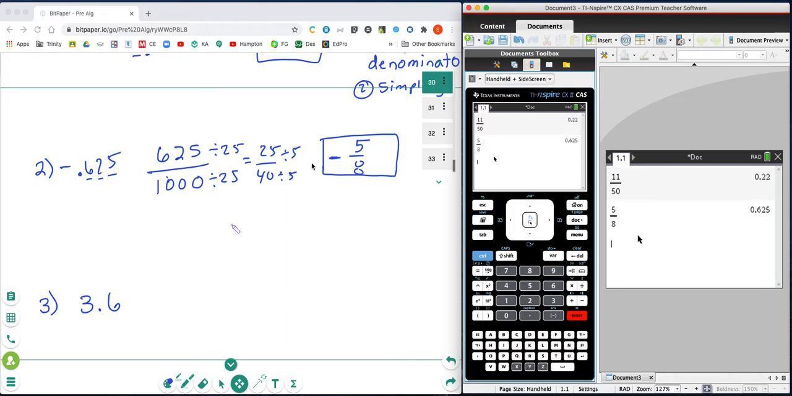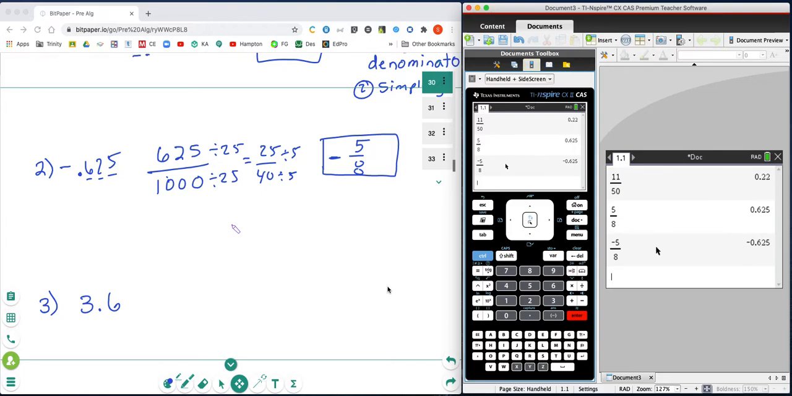This one's negative, so the fraction would be negative. If I wanted to put that into my calculator to check it with the negative sign, I would do Control, Divide, and I would use the negative button down here, so -5, arrow, 8, Control, Enter, and then I can check it exactly. All right, next one.